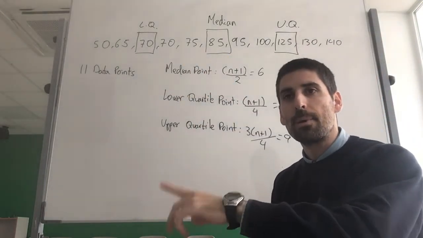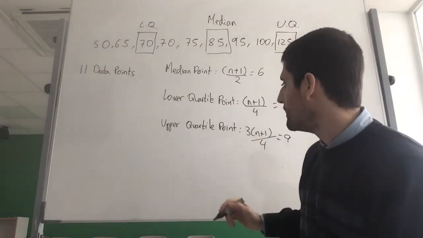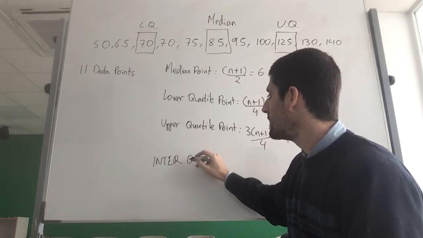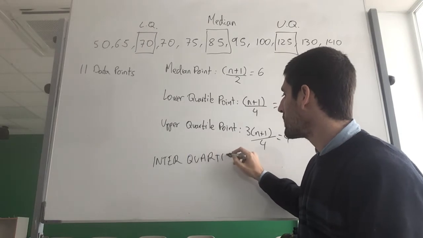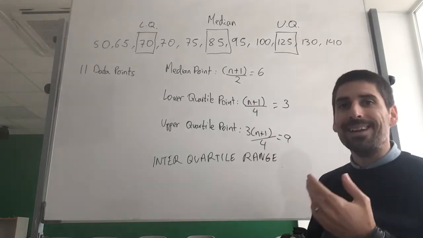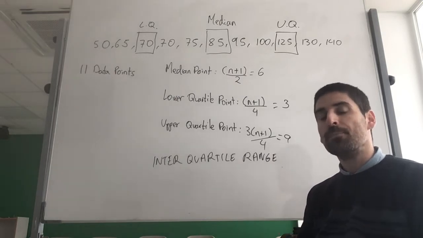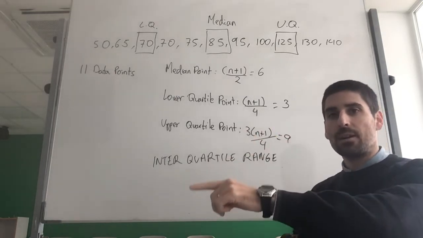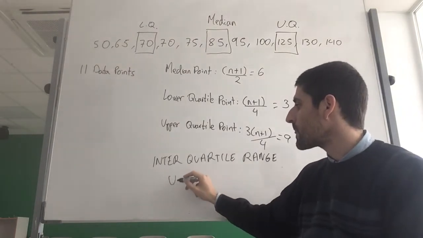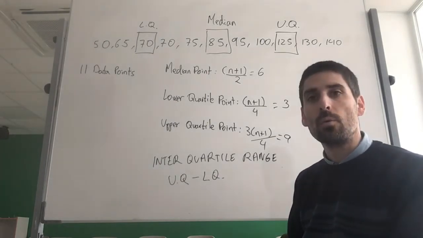So, this is it. Once I've got the upper quartile and the lower quartile, I can find what is called the interquartile range, and that literally is a little bit like finding the range. But instead of doing highest take away the lowest, to find the interquartile range, you're going to do the upper quartile take away the lower quartile.